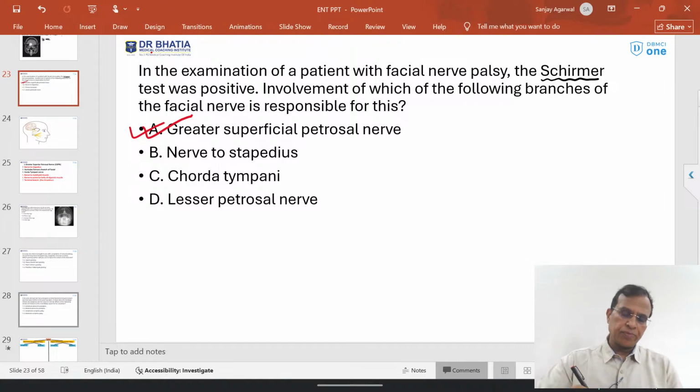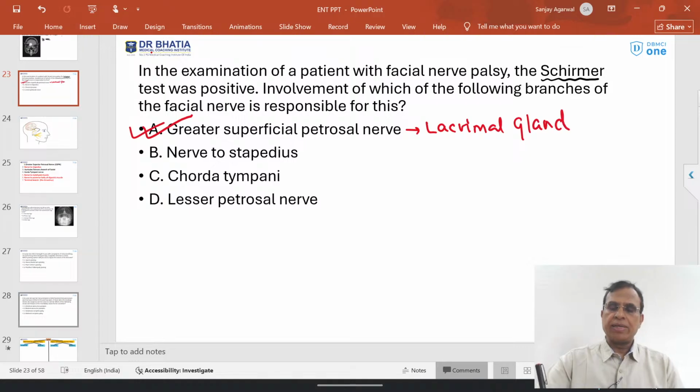Cauda tympani is a branch. This supplies lacrimal gland. They are all branches of facial nerve, not all. The first three are branches of facial nerve. The first one supplies lacrimal gland. Nerve to stapedius supplies stapedius muscle.